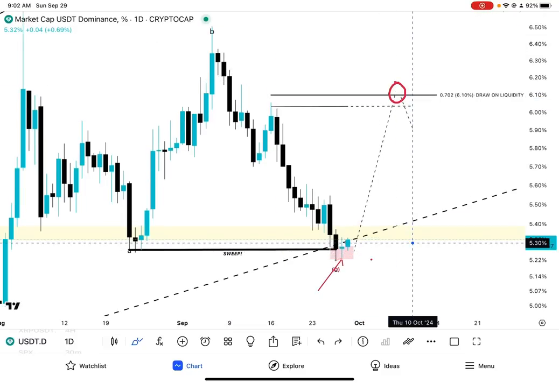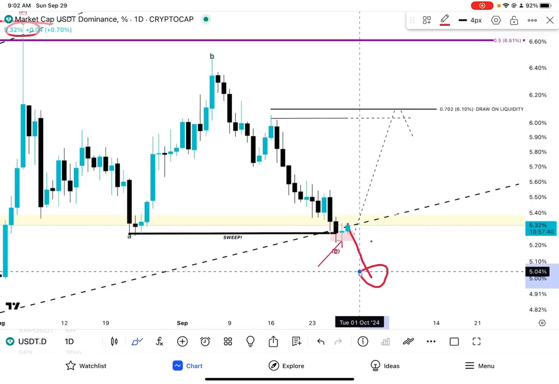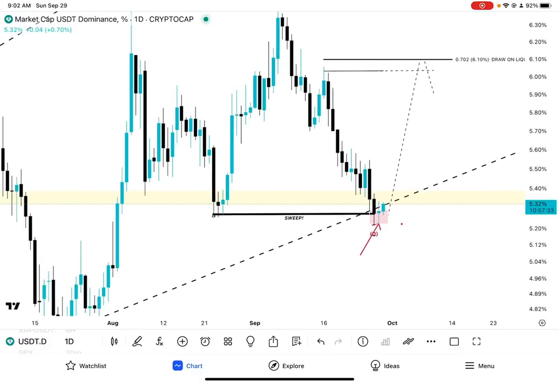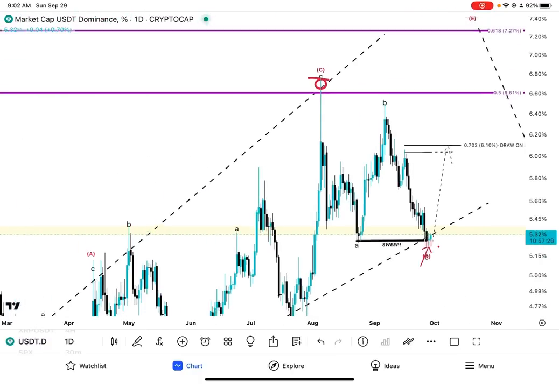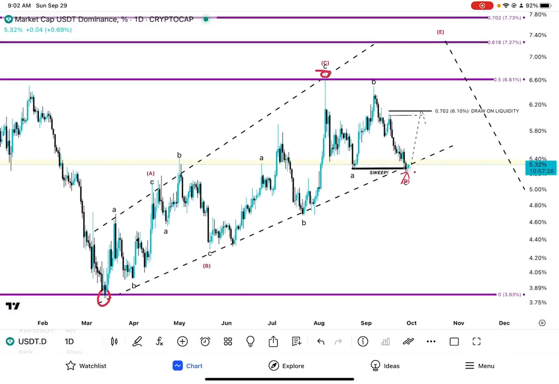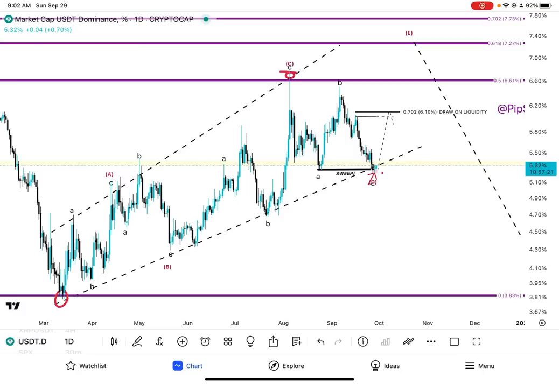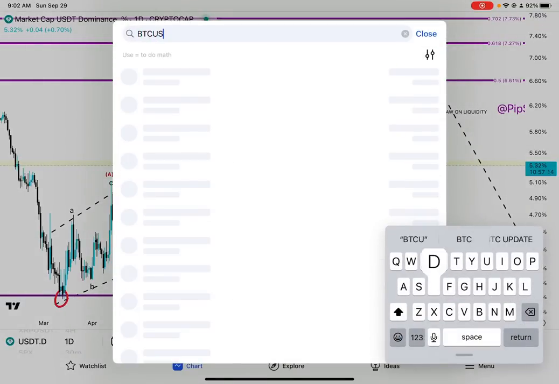Okay, so I just want to give you guys this possibility, right? There is a possibility it just continues to go lower. However, considering all the things that we have on the chart, let's not discount the idea of one more drive to the upside, and then this bull run starting off in the later half of October, going into elections. Okay? So this is my video today on Bitcoin and USDT dominance.